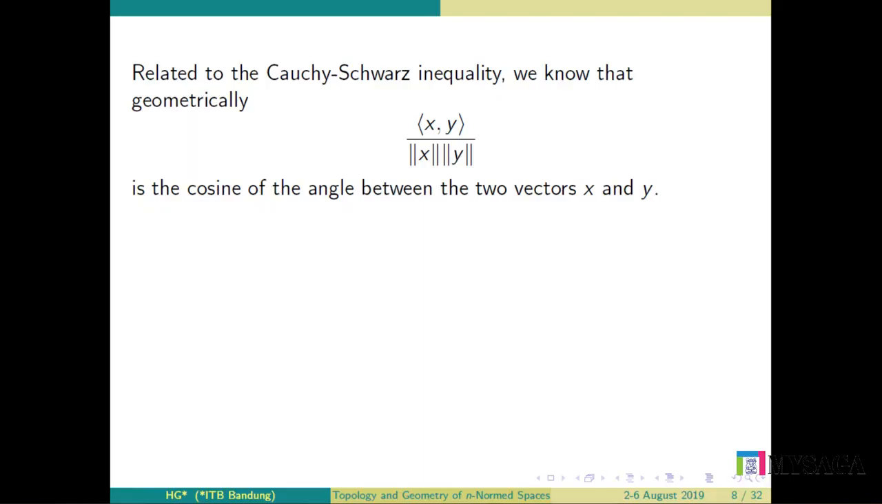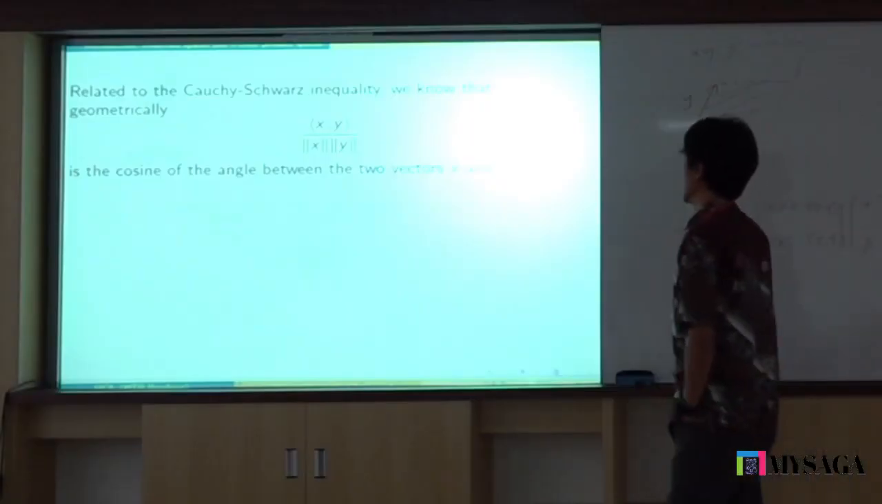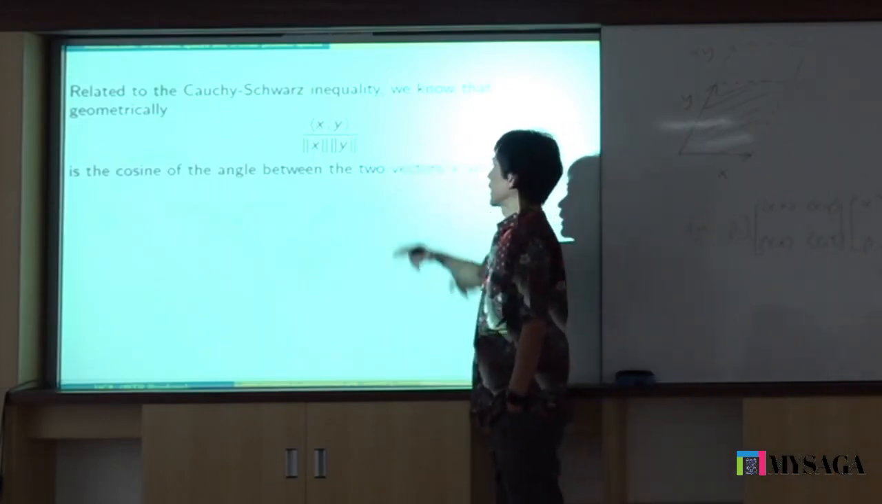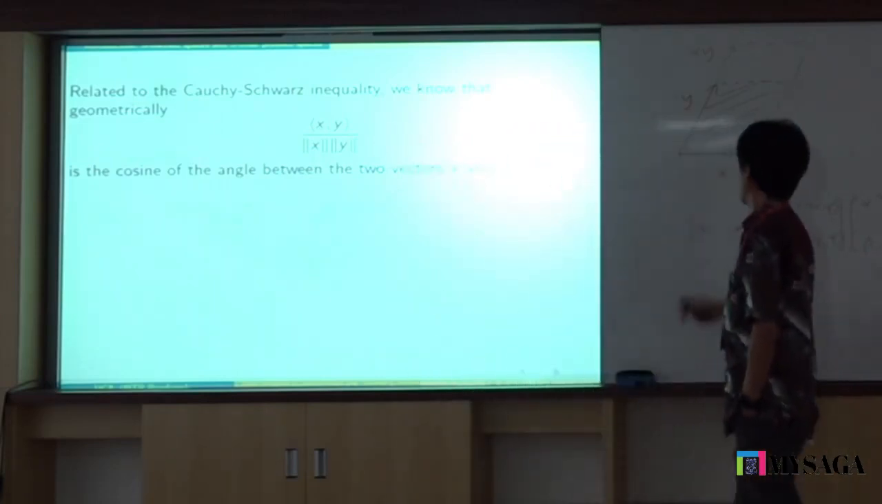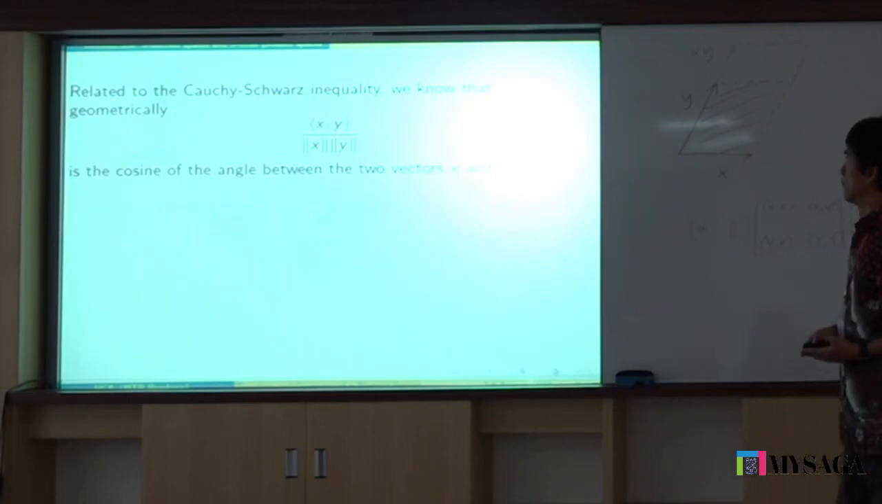Now, this is what is important from the inequality. What do we see from the inequality? First, we know geometrically the ratio here is the cosine of the angle. Okay, we know that maybe even from high school.